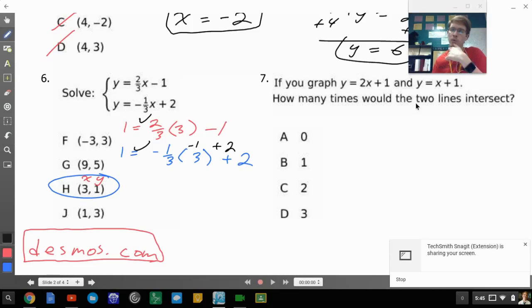If you graph y = 2x + 1 and y = x + 1, how many times will the two lines intersect? This is a really easy question. Don't let this one trick you at all. I'm not even going to graph them. I'm not going to use the calculator. I'm just going to use a little bit of common sense. Two lines.